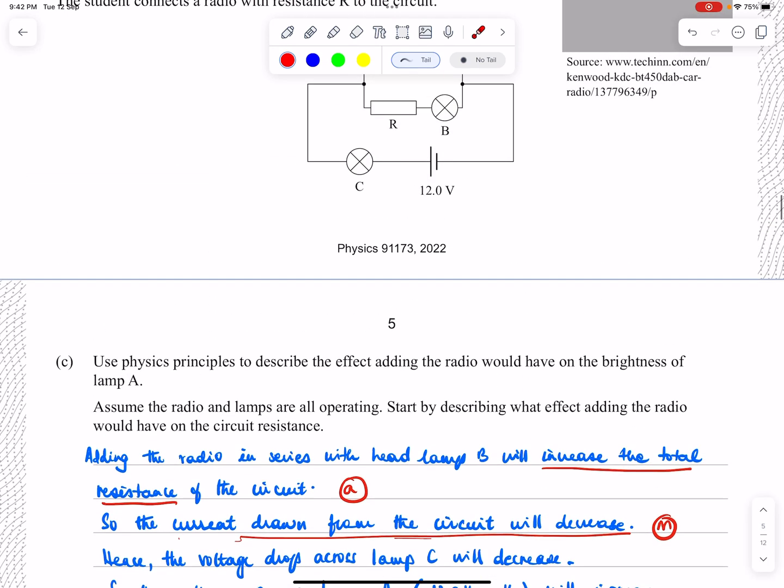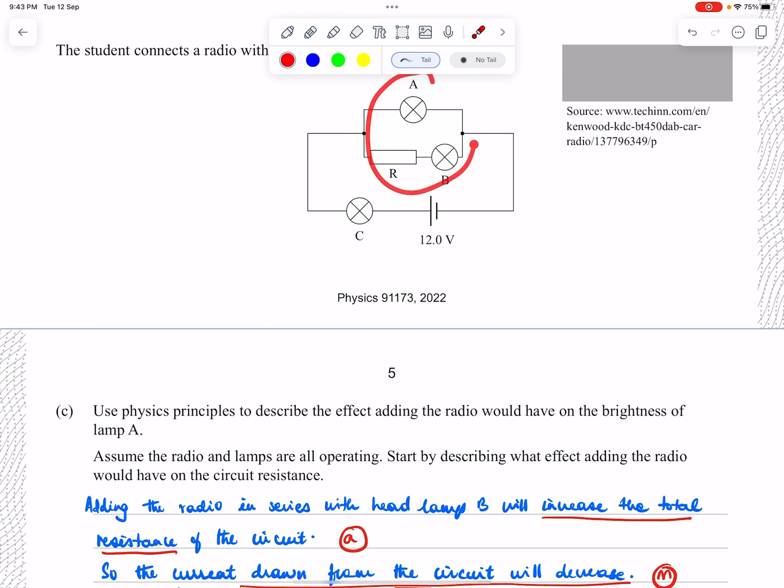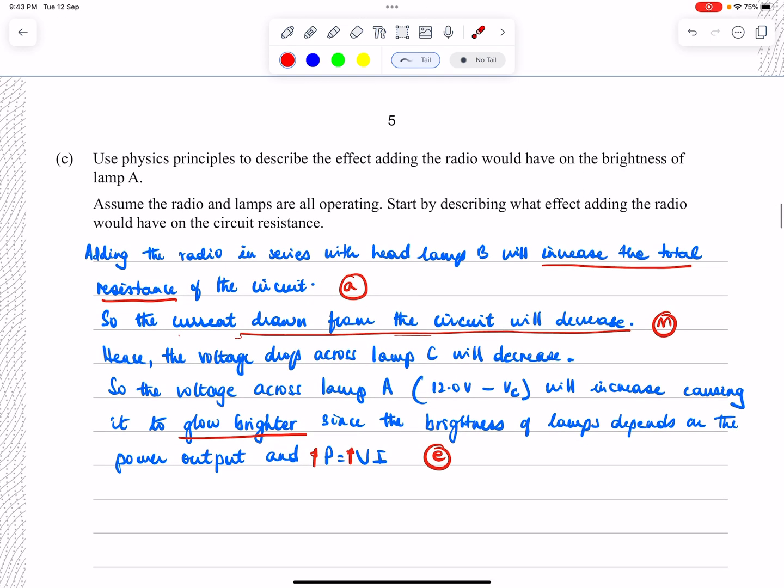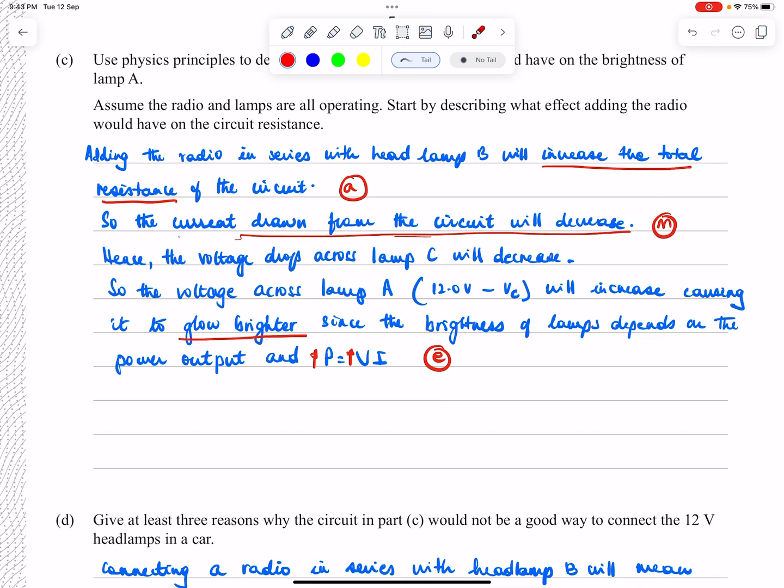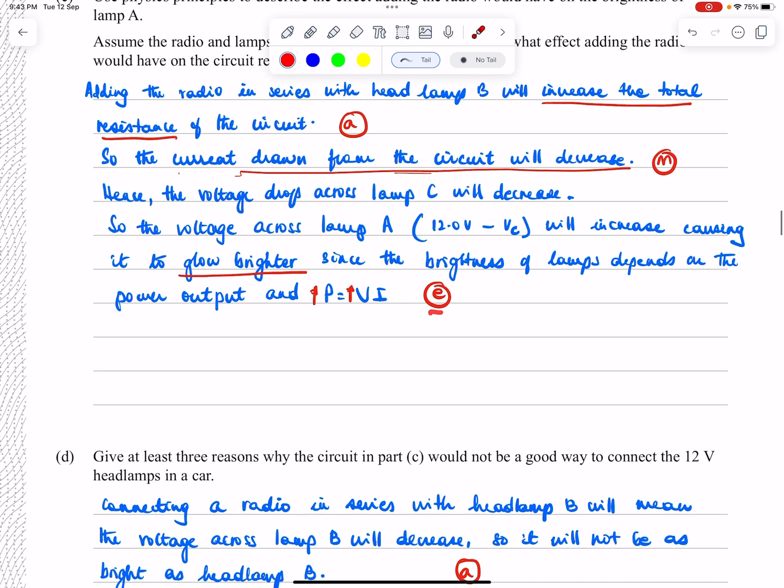So if it's a smaller current passing through C, the voltage drop across C will be less. So there's less voltage here. So the voltage that this parallel part gets is 12 minus a smaller voltage. So the voltage across A will be bigger. So it's going to become brighter, because the brightness of the lamp depends on the power output, and power is V times I. So that's how you get a brighter lamp.